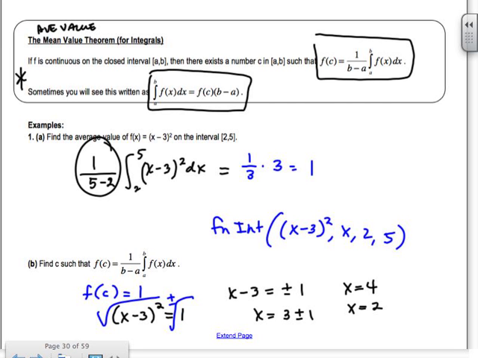Ooh, there's actually two numbers. So there exists a number in the closed interval, right? So it could be either one. So that's just on the endpoint, right? The 2.